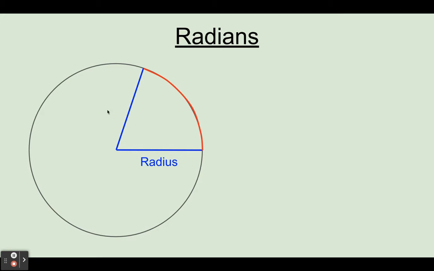Here we have our arc length in red. We have our radius right here. If my central angle measures 1 radian, and remember, a radian is an angle measure, like a degree, it just measures angles, then by definition this length has to be the same as the radius. So this is 1 radius. If the blue length and the red length are the same, then this is 1 radian.